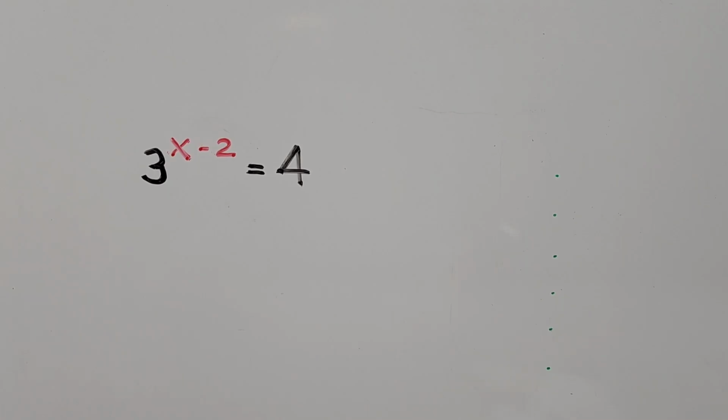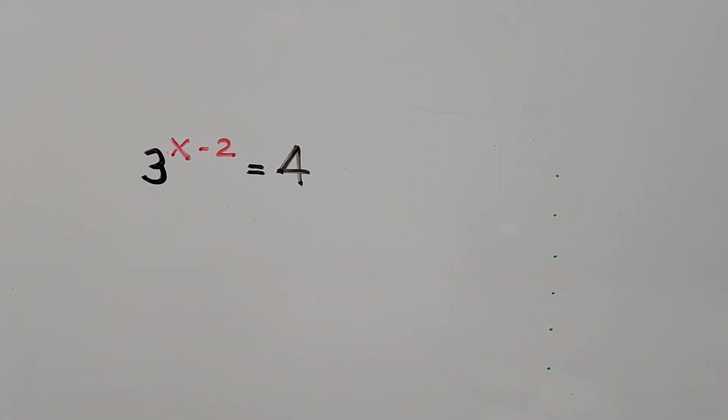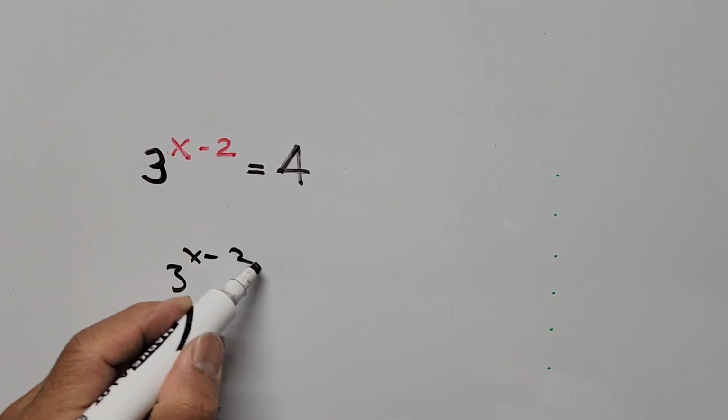Hello everyone, we have here the exponential equation 3 to the power of x minus 2 equals 4, and we're solving for the values of x. So let's start by writing the equation again: 3 to the power of x minus 2 equals 4.